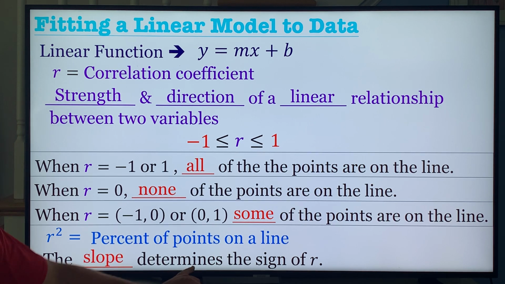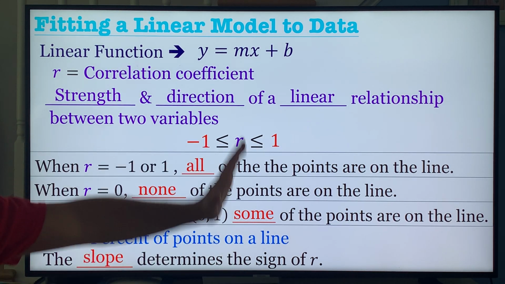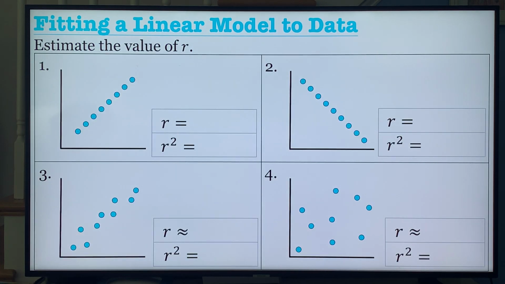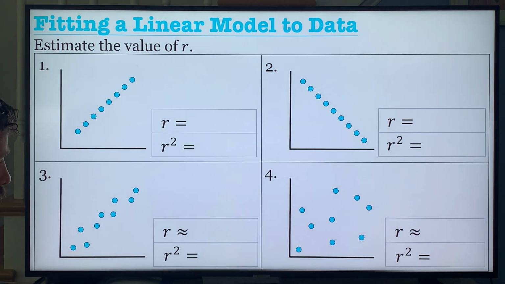The slope determines the sign of R. So like I said, if it's negative, your line's going down. If it's positive, line's going up. So what you guys do is for 1 through 4, I want you to actually take those points, try to estimate, I know, guesstimate, whatever you want to call it, what r is here, and then the r squared, what percentage of the points are on the line. All right? So you can draw a line through there and just look and guess, okay? If you're off by 20%, that's fine.